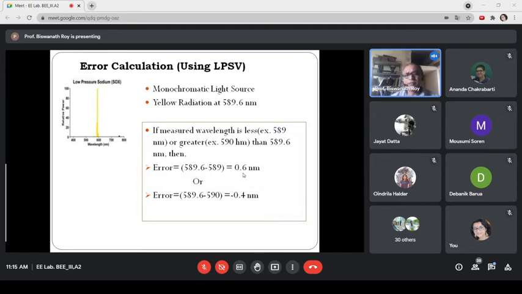So this zero error is required to correct the measured wavelength values. At the beginning of the experimentation, we need to calibrate the constant deviation spectrometer using the low pressure sodium vapor lamp.